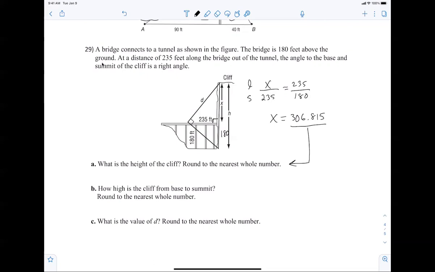So now it says, how high is the cliff from the base? So I'm assuming they're talking about this H right here, correct? Which now we can easily tell what that is, right? 486.815. And we would call that in feet, don't forget. So I'm good with that. And now D.